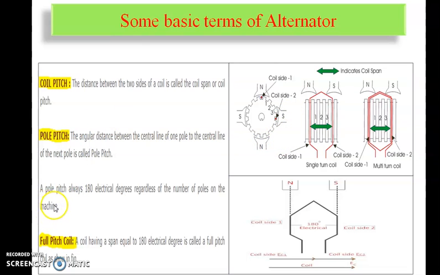Okay, now a pole pitch always has 180 electrical degrees regardless of the number of poles on the machine. This part is always called 180 electrical degrees. It doesn't depend on the number of poles.